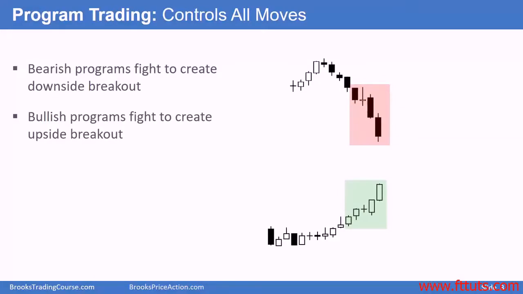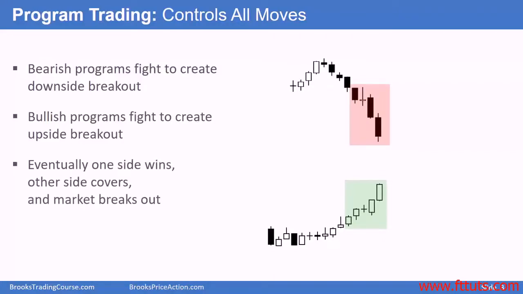The institutional bearish programs are fighting constantly to create a downside breakout. And the institutional bullish programs are constantly fighting to create a bullish breakout. Eventually one side wins and the other one covers. So the bulls get their breakout, the bulls buy more, the bears buy to cover their shorts. In this case, the bears got a bearish breakout, the bears sell more as it goes down, and the bulls who were buying now have to sell out of their losing longs. The bulls give up, the bears keep selling, and then with a bull breakout, the bulls keep buying and the bears give up.